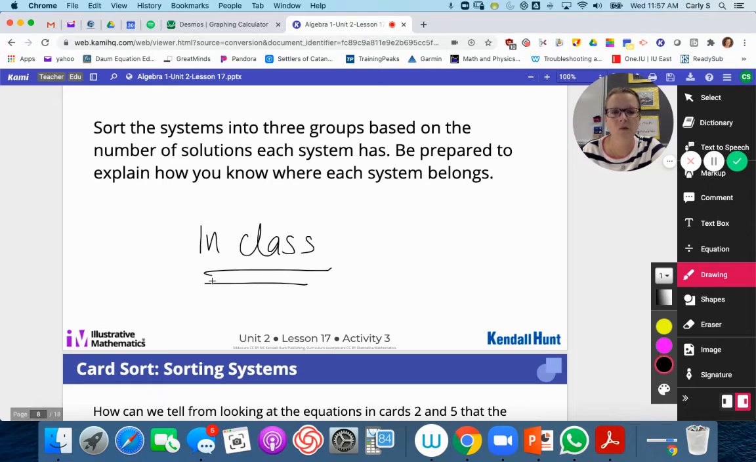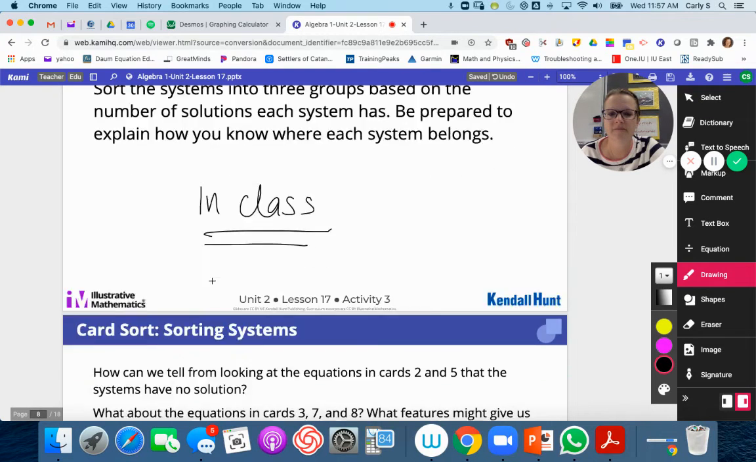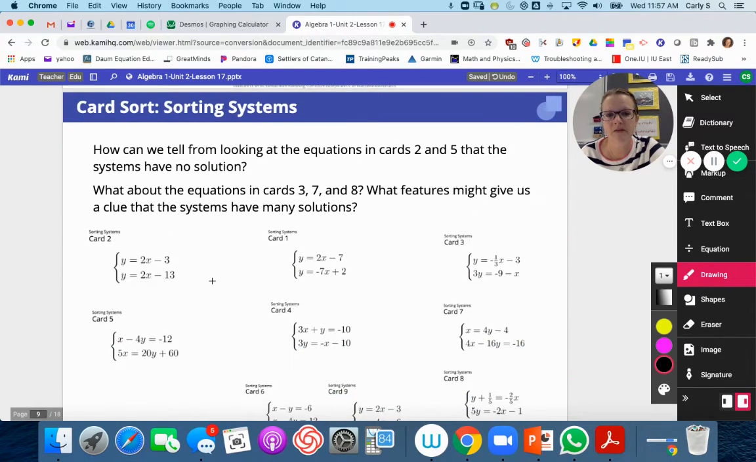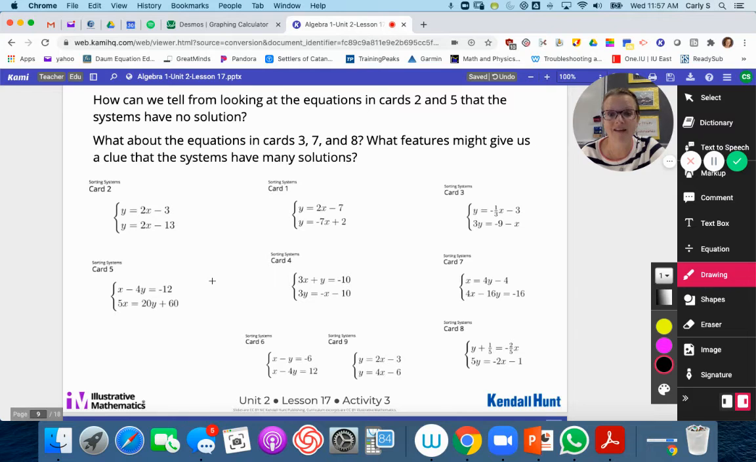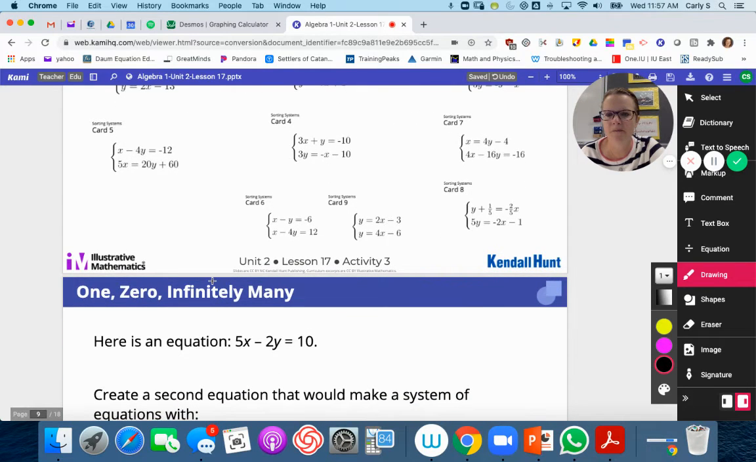Okay, I've got the card sorts going and laminating, and everyone's going to get their own set, and it'll be fun. All right, and this is going to be your card sort. There's lots of them, but it's going to be really cool. I'll get that ready for you.